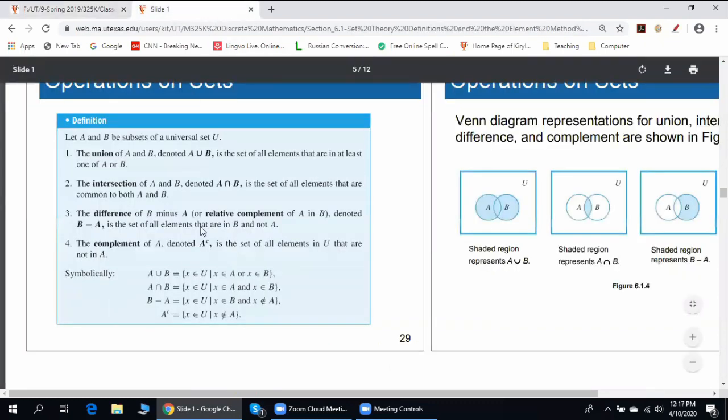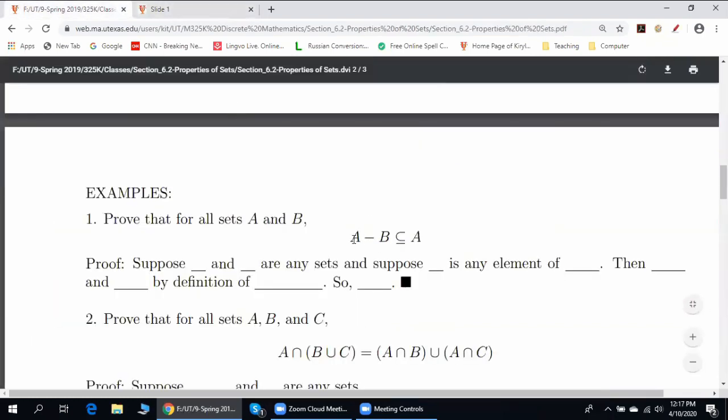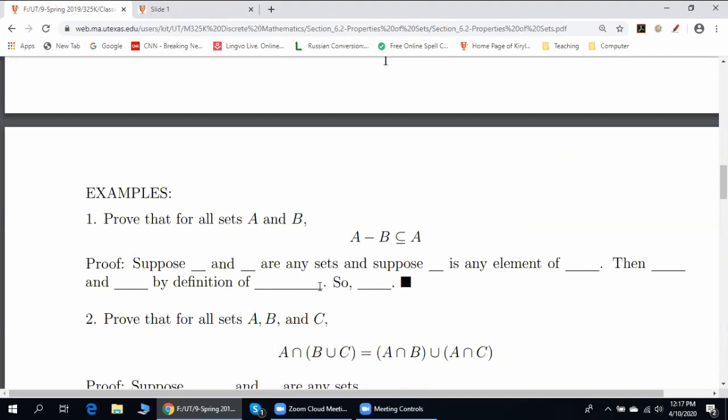So let us go back. Here, B minus A means all elements that are in B and not in A. Oh, okay. Here we have A minus B. So then what? Then X is in A and X is not in B. Exactly. X is in A and not in B by definition of difference. So X is in A, yeah. So X is in A.